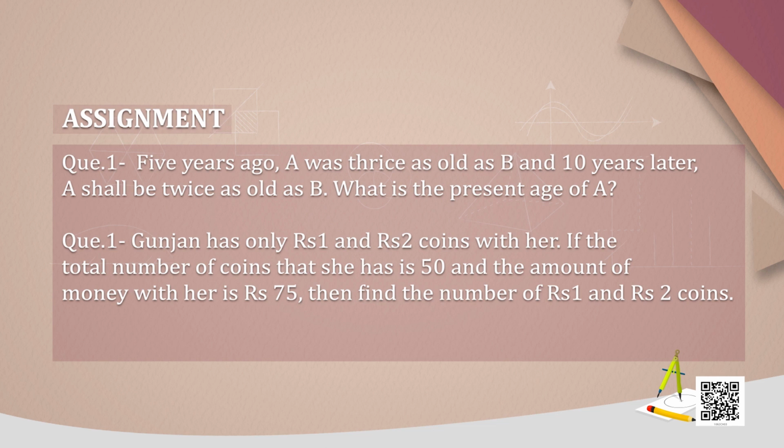Question number 2, Gunjan has only 1 rupee and 2 rupee coins with her. If the total number of coins that she has is 50 and the amount of money with her is 75 rupees, then find the number of 1 rupee and 2 rupee coins. So students, please try to form equations and draw the graphs of the same.